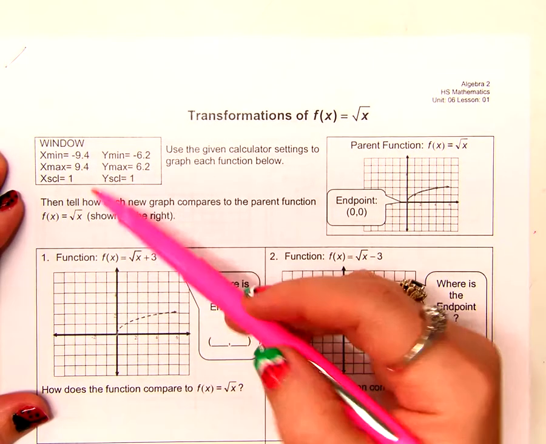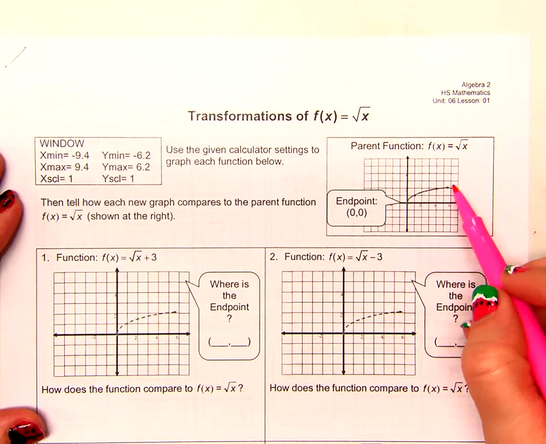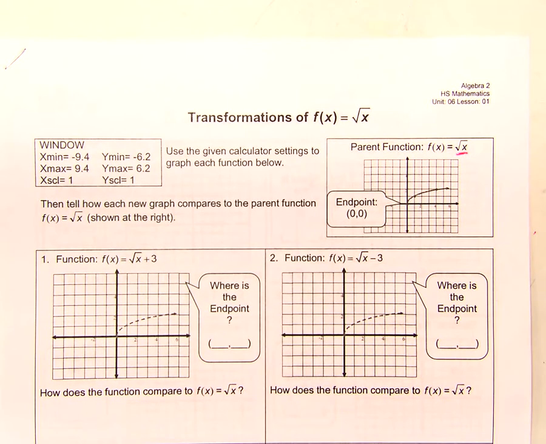Okay. So this is the window you're using on your calculator. This is the parent function of a square root function or a radical function. Specifically it is a square root function. In general it's called a radical function. Fair enough? Okay.